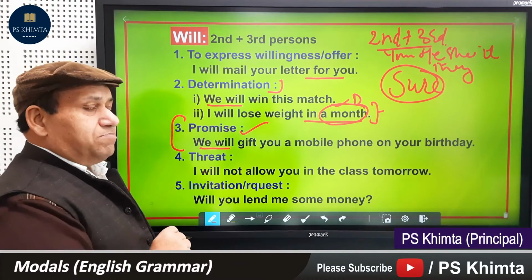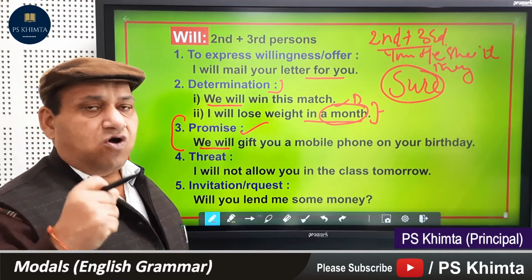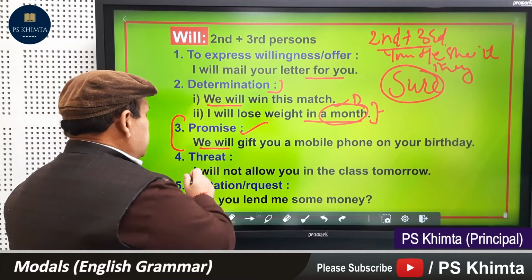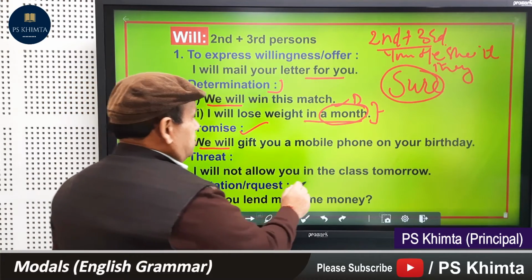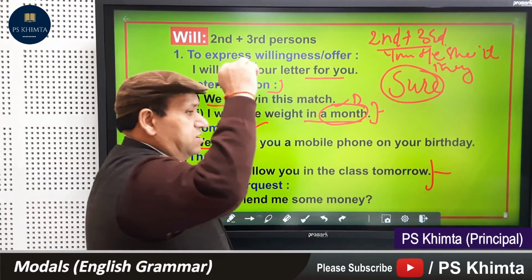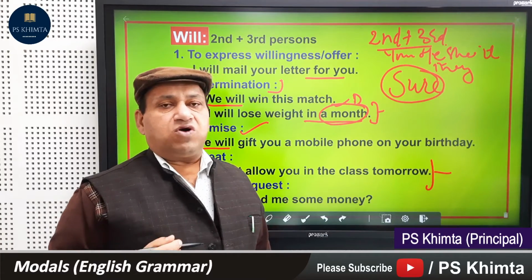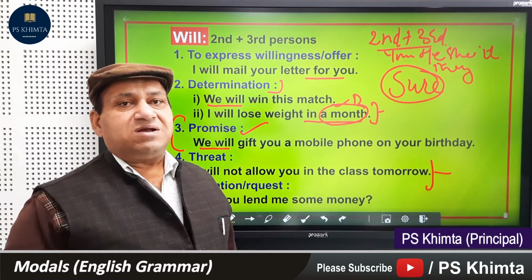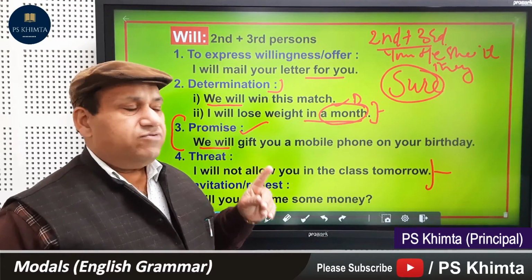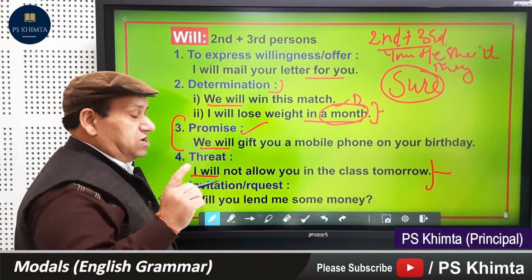Now see, this is a threat. What is a threat? Somebody to whom you want to say something strictly, that if you don't do this, you will meet consequences. Now, see here, I'll not allow you in the class tomorrow. Why? Reason may be different. One might have not done work well, one is not doing his homework well, and one is missing classes, may be different. But you have said, I will not allow you in class tomorrow. I will, not I shall.